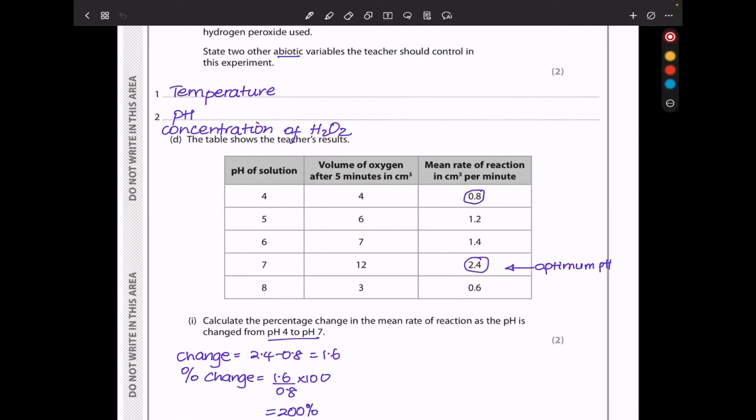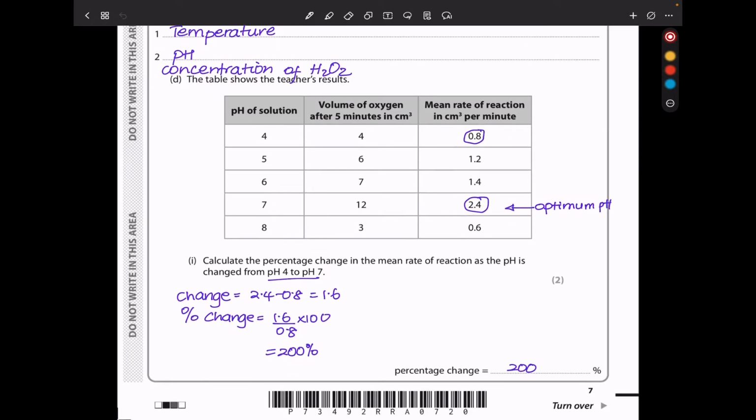In part D, they say the table shows the teacher's results. So these are the experimental results. We can see the pH from 4 to 8, volume of oxygen collected after 5 minutes. We can see it increases and then it goes down. The highest volume of oxygen is collected at pH 7, and that's where we have the highest rate. So it tells us the optimum pH is closer to pH 7. It could be between pH 6 to 7 or between pH 7 to 8.